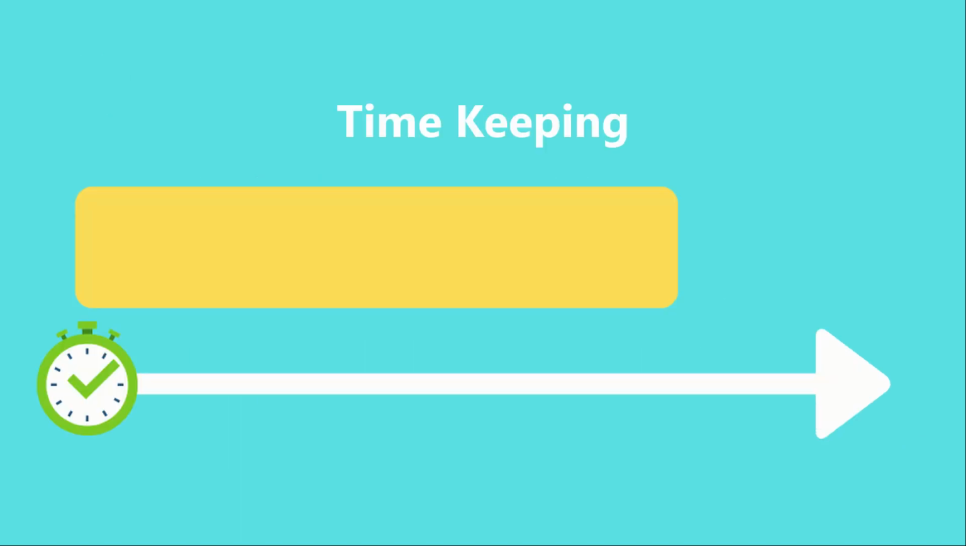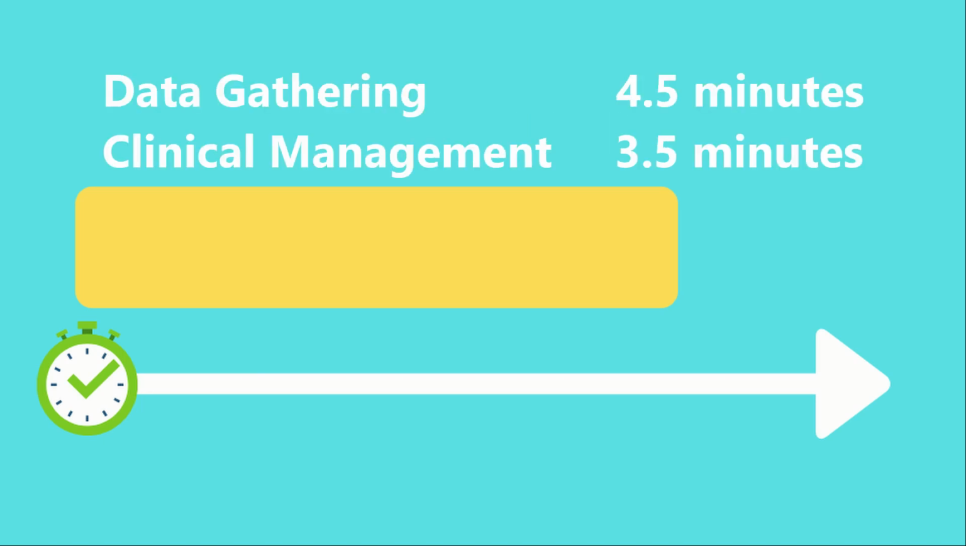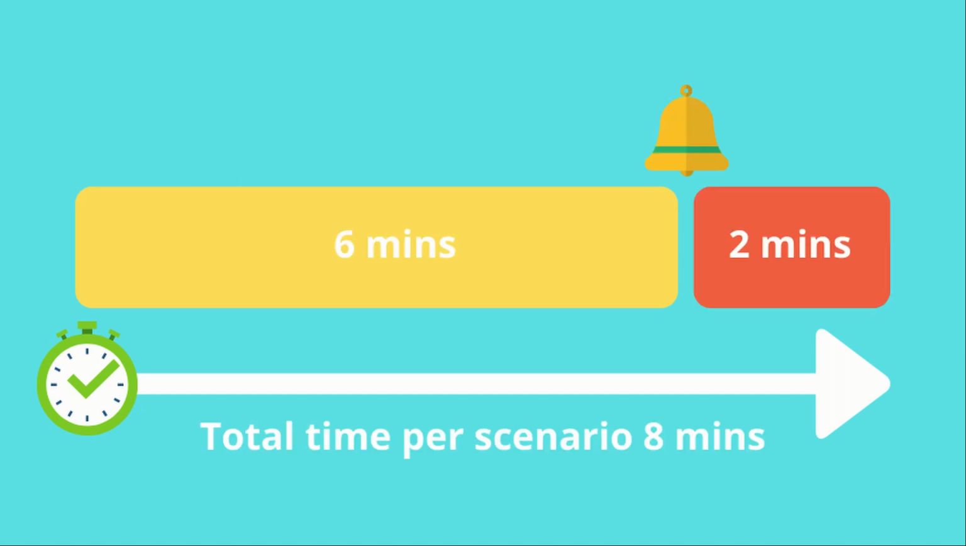Timekeeping is key in these stations. An efficient use of time is to aim to complete data gathering in approximately 4.5 minutes, so you have at least 3.5 minutes for clinical management. You won't have a clock in the station, so you need to be able to estimate where you are in the consultation. When you practice, make sure that you have a good estimate of the time that you're using in data gathering and clinical management.